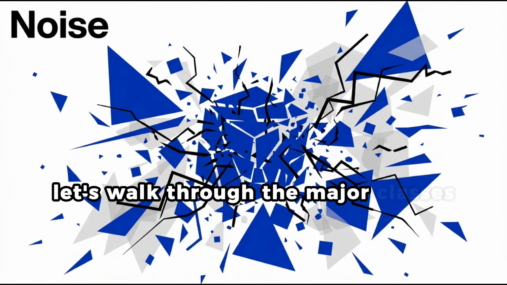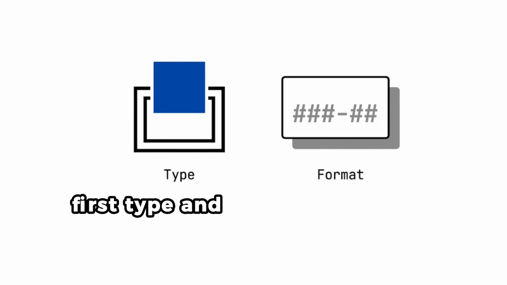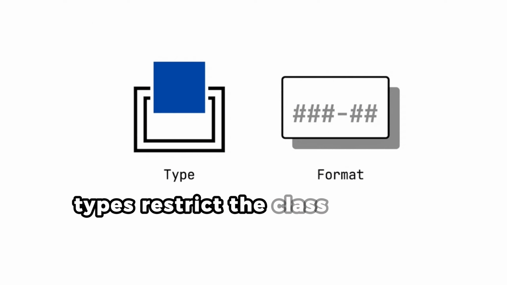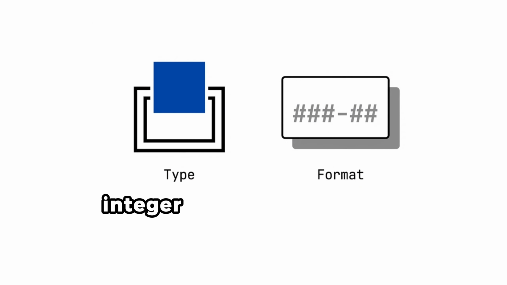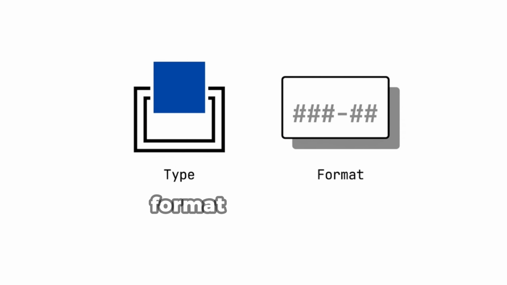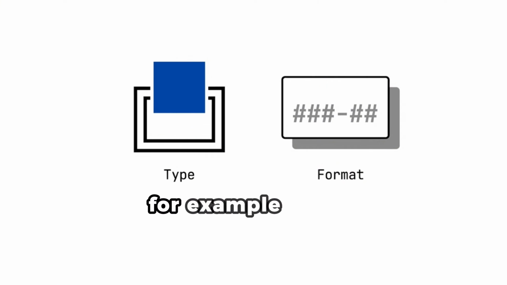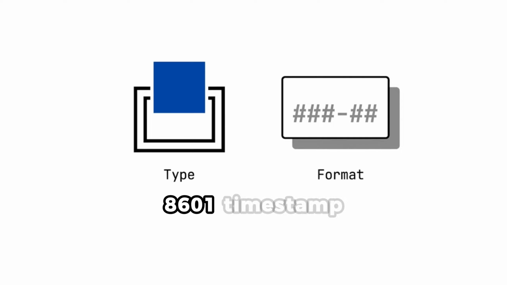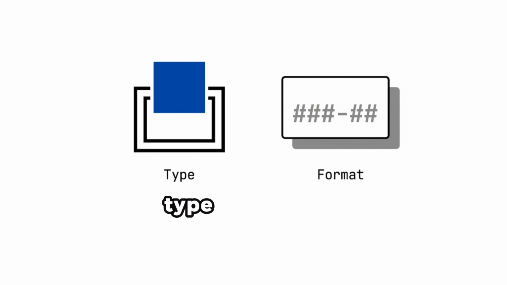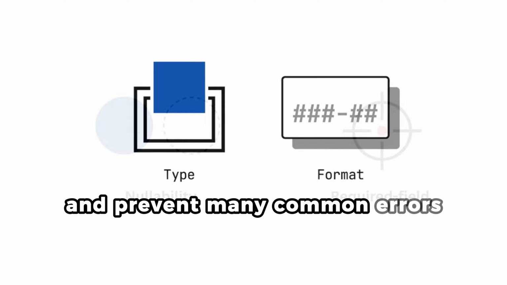Let's walk through the major classes of constraints you will encounter. First, type and format constraints. These are the foundation. Types restrict the class of values: integer, decimal, string, date, Boolean, and so on. Format constraints refine types with patterns or encodings, for example an ISO 8601 timestamp, an email address pattern, or a currency code. Type and format checks are cheap to evaluate and prevent many common errors.